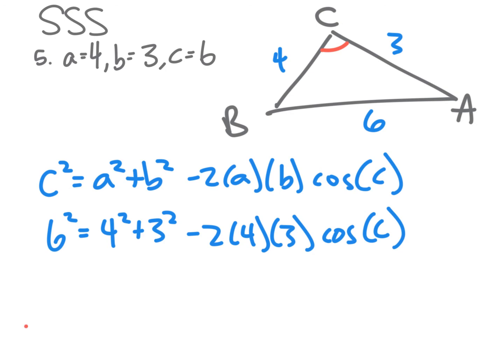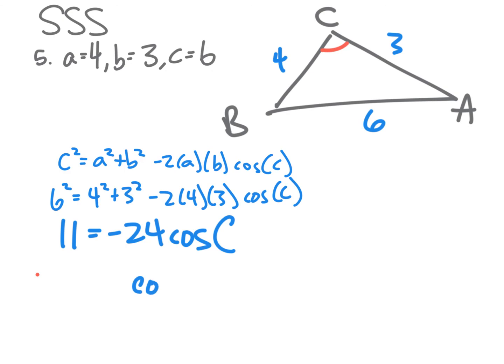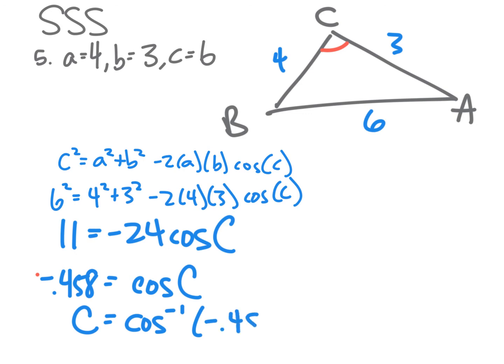All right, so what I end up with here is I have 11 is equal to, then multiply these things out, negative 24 cosine C. Divide both sides by negative 24. And I get that the cosine of C is equal to negative 0.458. So to solve for angle C, it's going to equal the inverse cosine of negative 0.458, which is 117.28 degrees. Now that I have this, again, I've got side angle side now. I've also got angle side side, so I can go back to using law of sines.